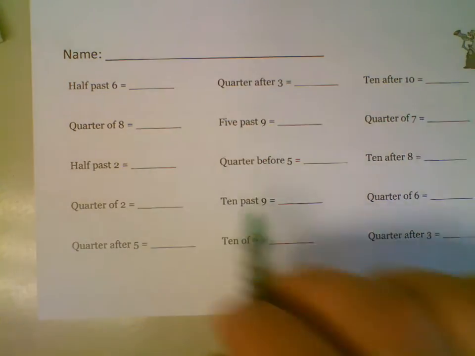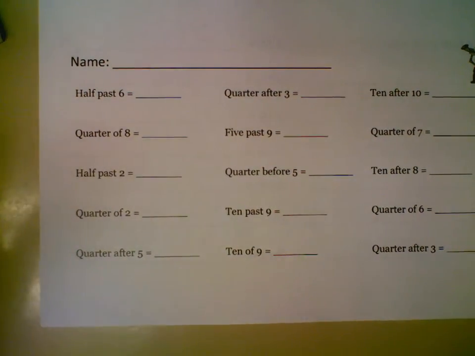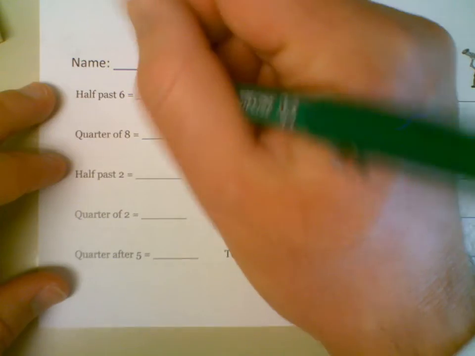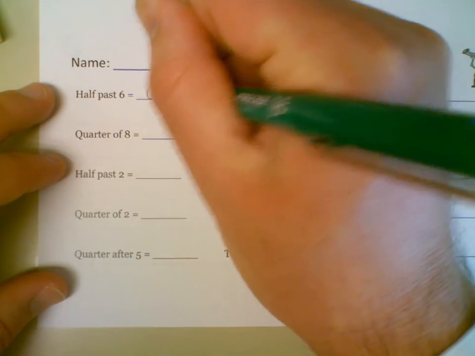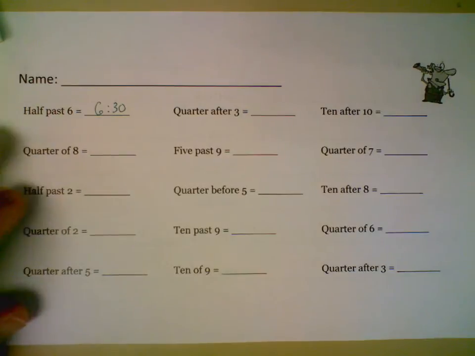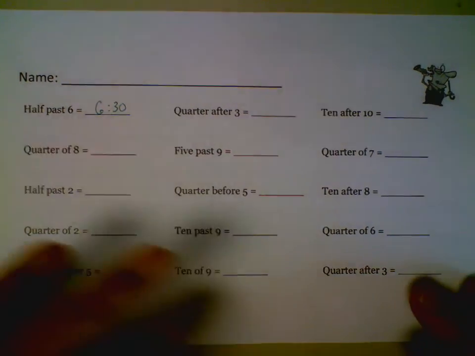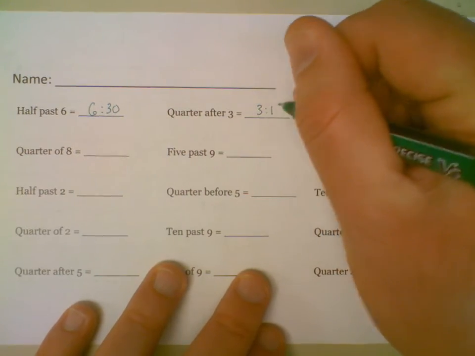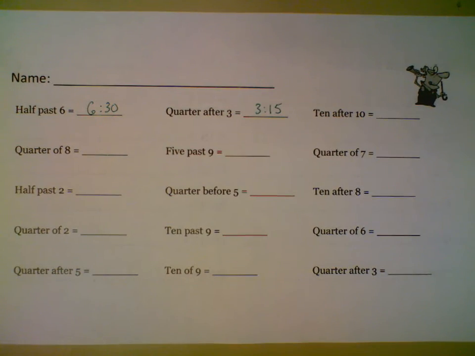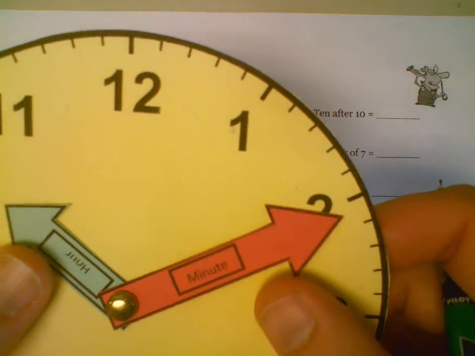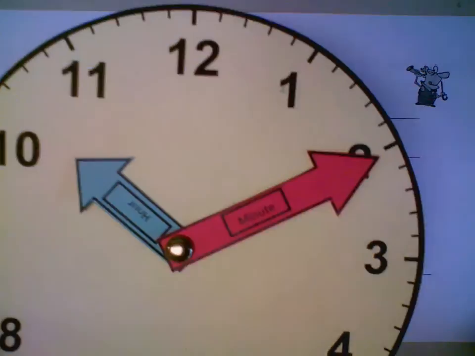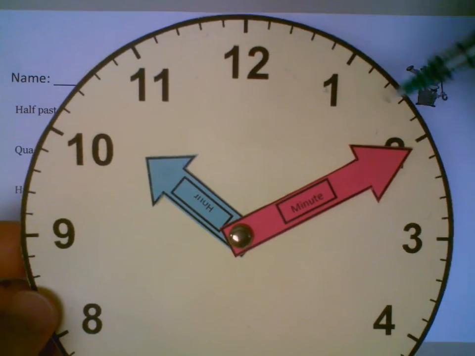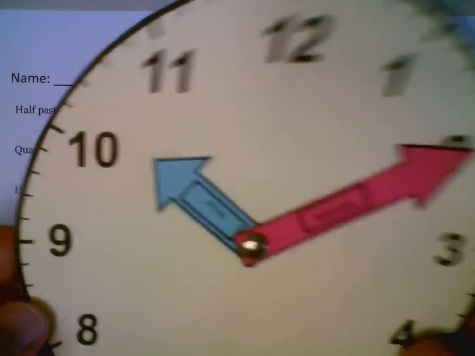All right, so half past 6. It was 6 o'clock. 6 is half over, so it's 6:30, right? It's a quarter after 3. Quarter after 3, 15 minutes have gone past, 3:15, okay? 10 after 10. I think I have this. It was 10 minutes ago. It's 10 minutes past 10. 10:10.